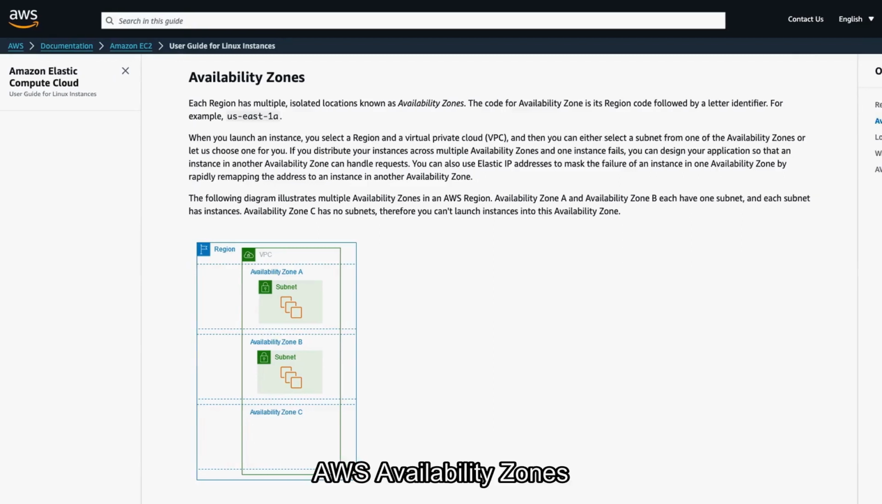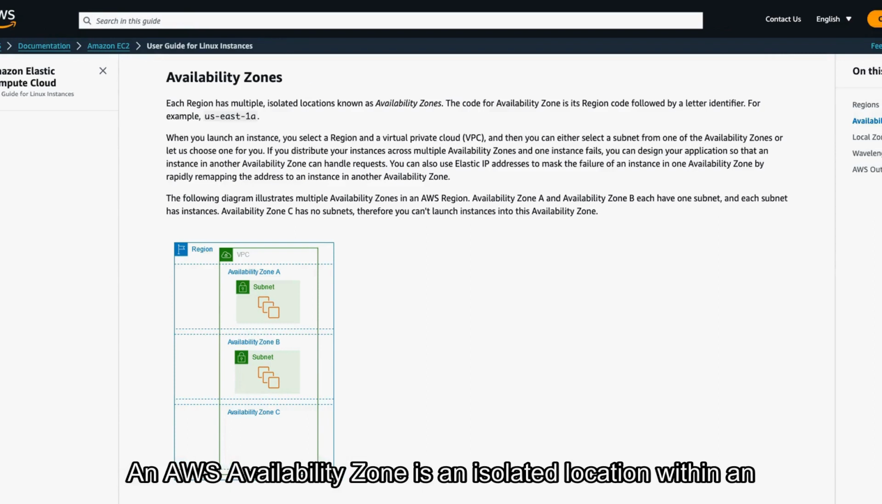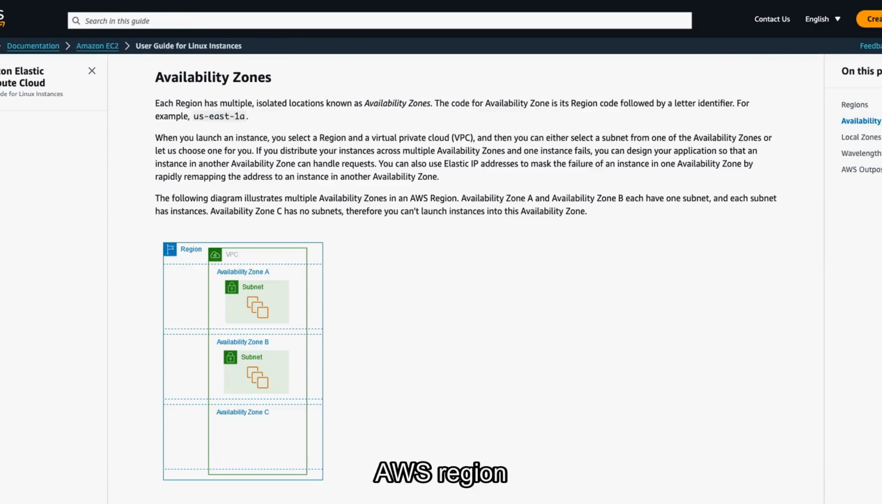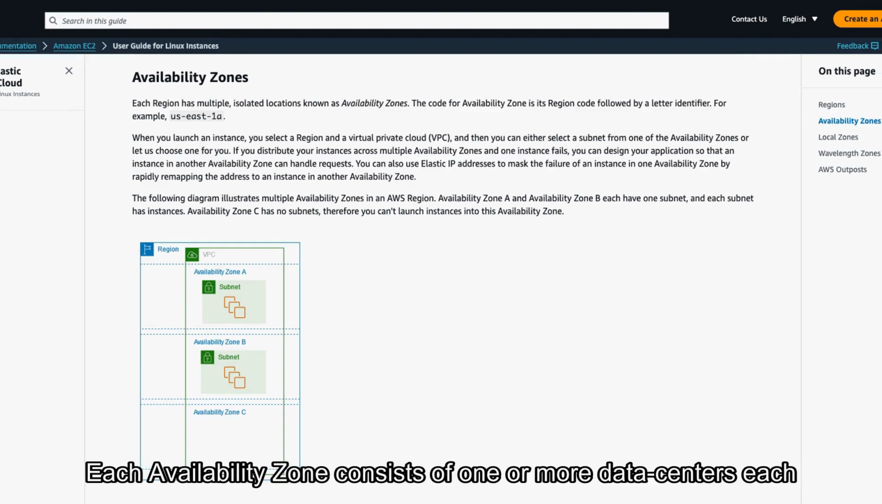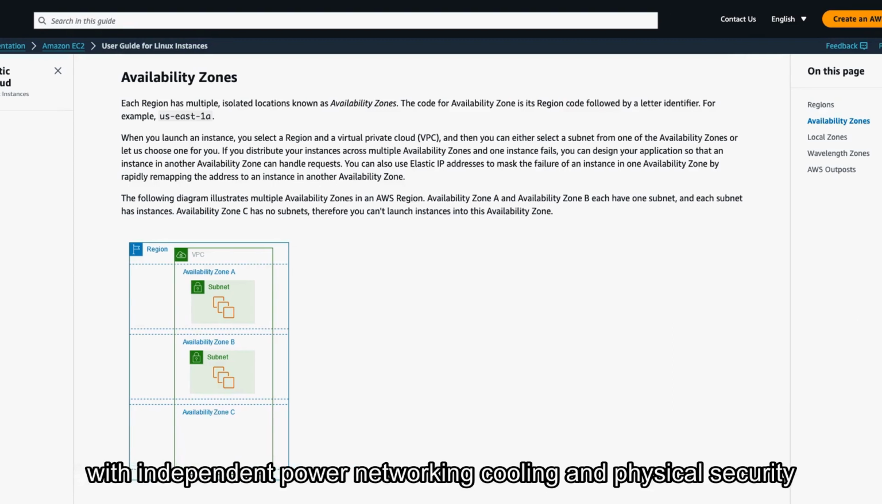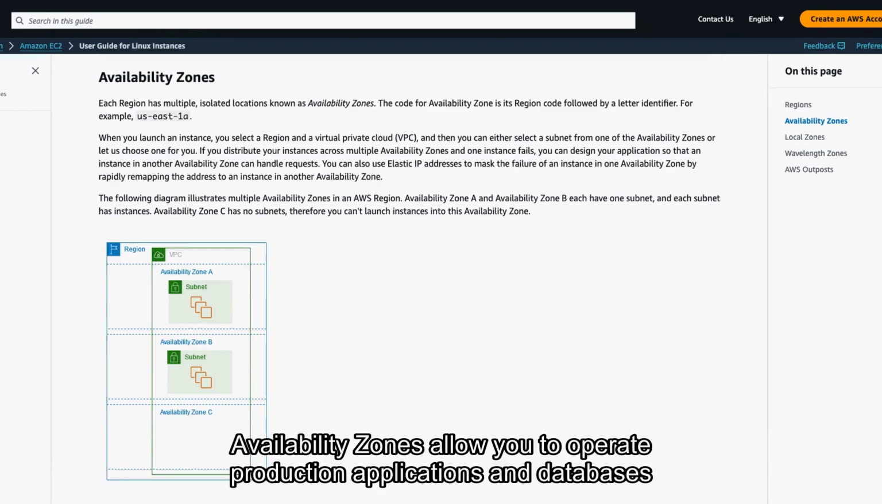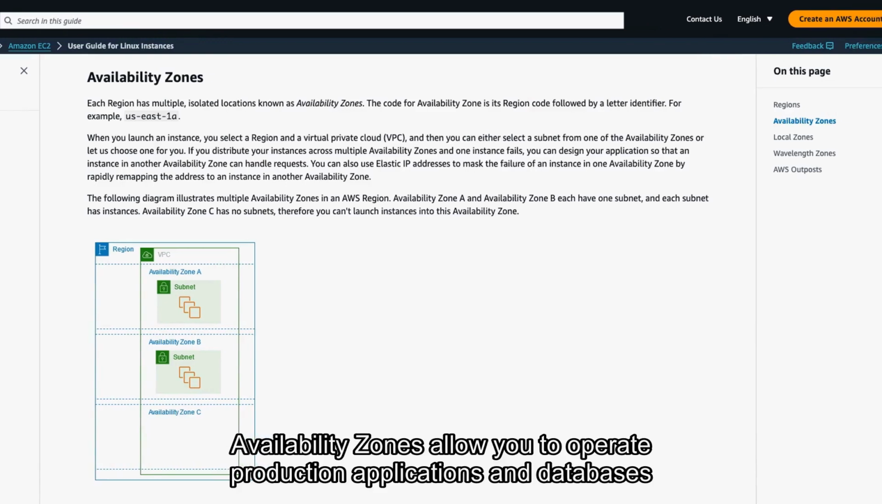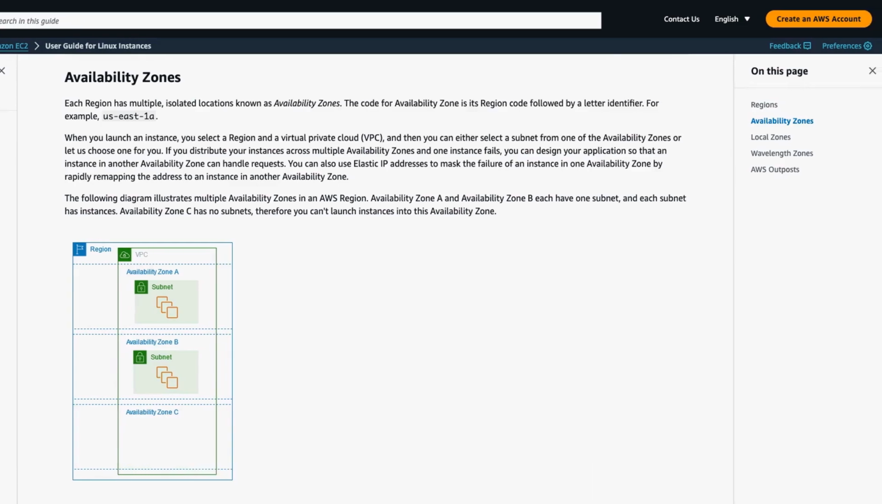AWS availability zones. An AWS availability zone is an isolated location within an AWS region. Each availability zone consists of one or more data centers, each with independent power, networking, cooling, and physical security. Availability zones allow you to operate production applications and databases that are more highly available, fault-tolerant, and scalable.